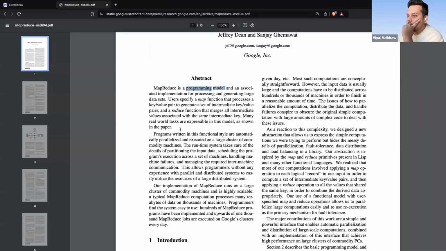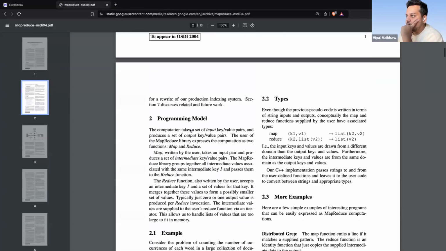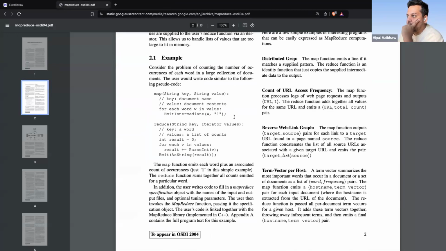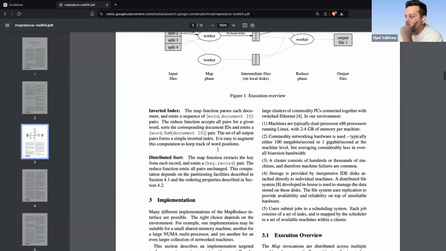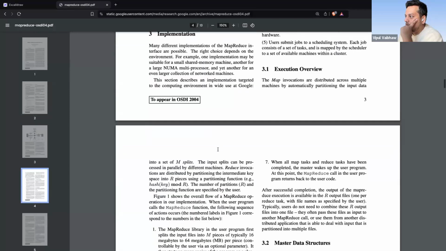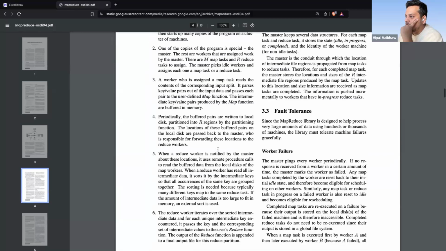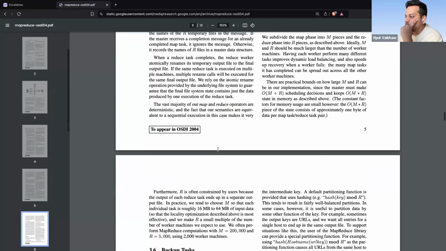In the MapReduce paper, you will find explanation about all these things, like mapping, key-value mapping, and reduction. But more than that, you will find the distributed sort thing somewhere.